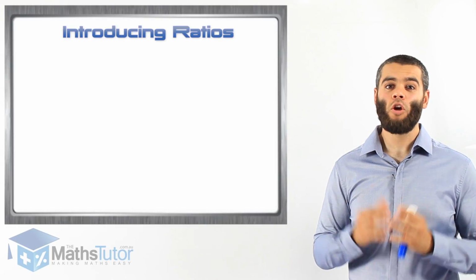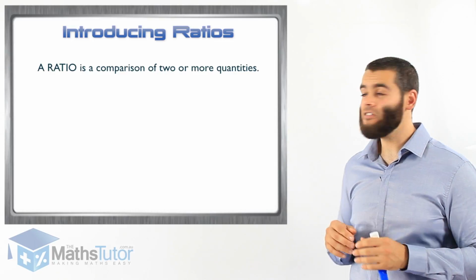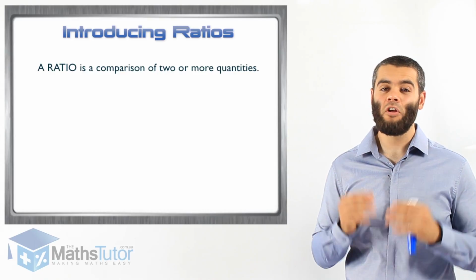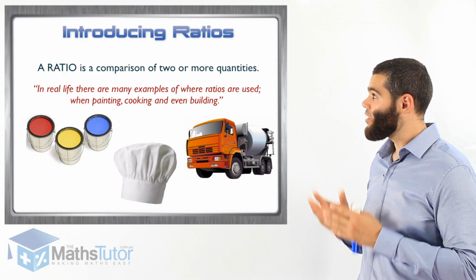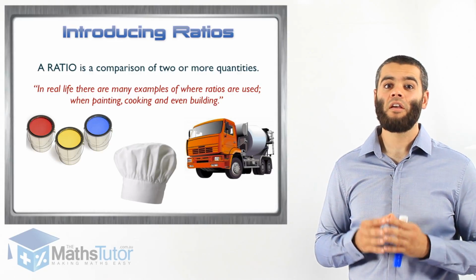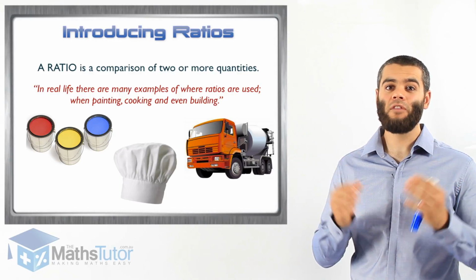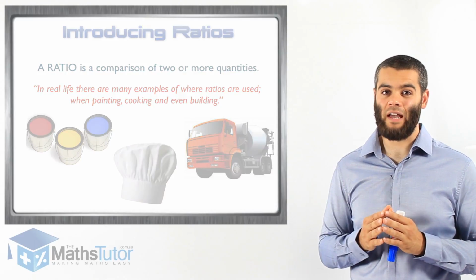Now, let's understand what ratio actually means. A ratio is a comparison of two or more quantities, two or more numbers. In real life, there are many examples of where ratios are used: in painting, in cooking, and even in building. And there are many other situations where ratios are actually used.